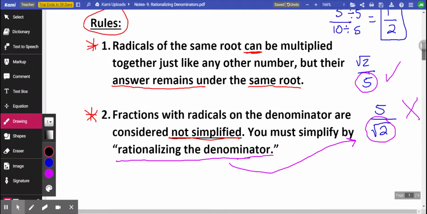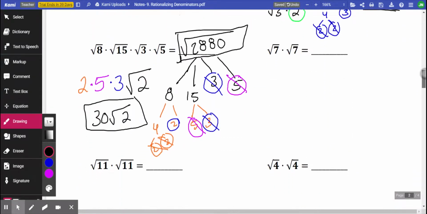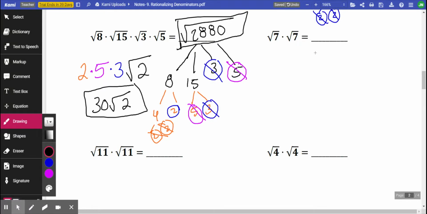Radicals of the same root can be multiplied together just like any other number, but the answer remains under the radical. Check out what happens when the numbers are the same. So we have the square root of 7 times the square root of 7. That'll give me the answer as the square root of 49, which I could actually simplify by 7 times 7.